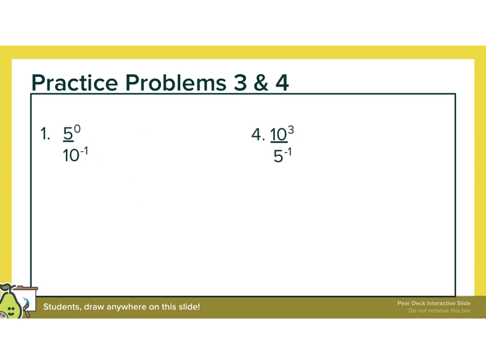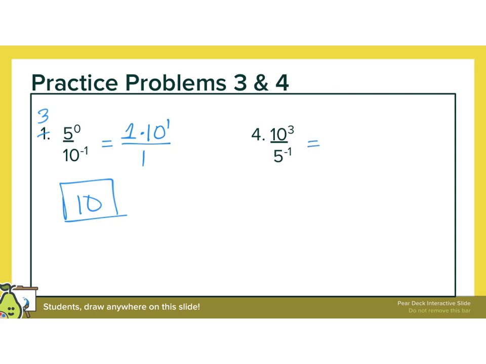Practice problems 3 and 4. I couldn't change this to a 3 for some reason. All right. What do we have here? Well, 5 to the 0 is just 1. 10 to the negative 1, I want to be positive, so it's going to move up here to the numerator. And now I've just got a 1 down there, or nothing, right? So this is just 10. 10 to the first power is 10.